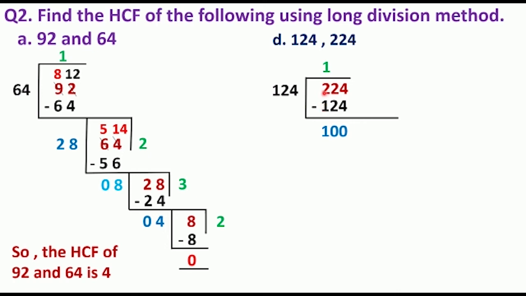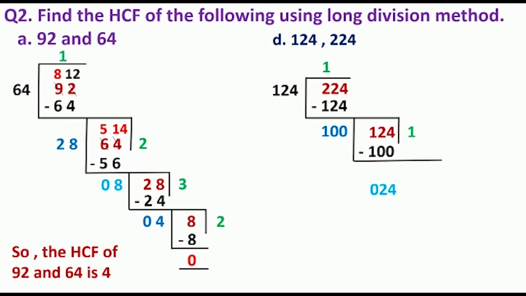Now this 100 will become the divisor and this 124 will become the dividend. So write here 124. Now divide this 124 by 100, children. What will you get? 100 ones are 100. Write 1 in the quotient, 1 here and 100 below 124. Now subtract this 100 from 124, children. Here you will get 24.